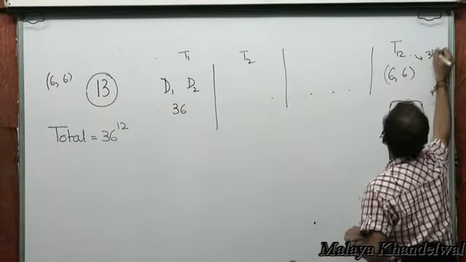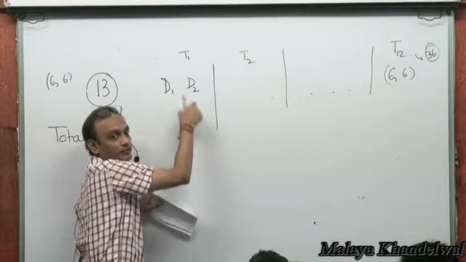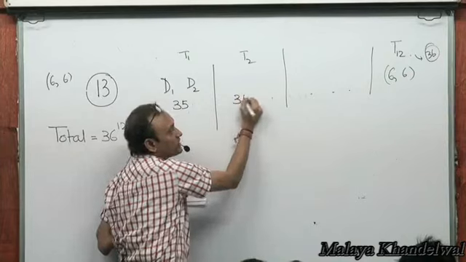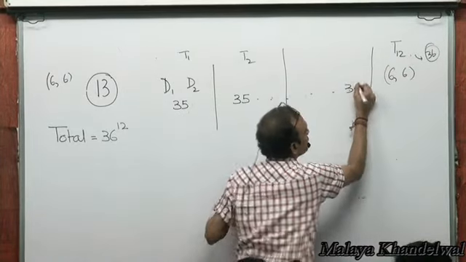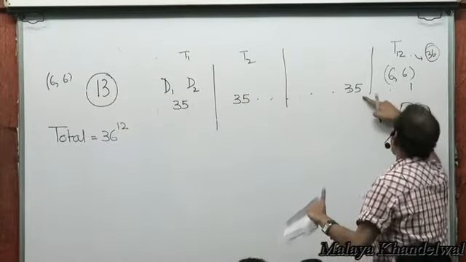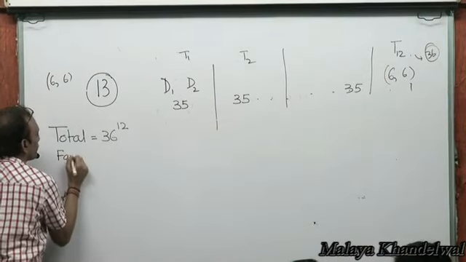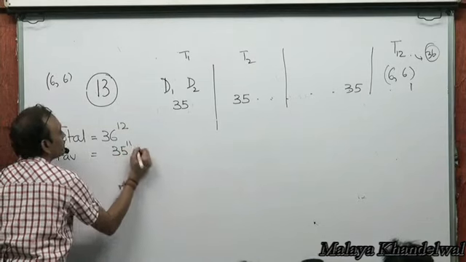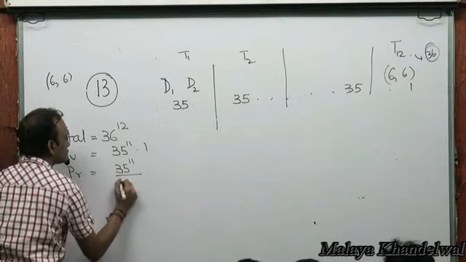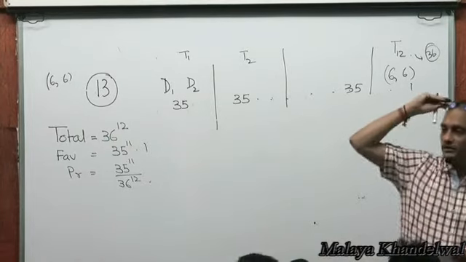Out of 36 outcomes here, there is only one favorable, but 12 should not appear in the earlier throws. That means there are 35 outcomes for each of those, and one outcome for the last. So the number of favorable outcomes would be 35 to the power 11 into 1. Yes or no? So the required probability would be 35 to the power 11 over 36 to the power 12. Right?